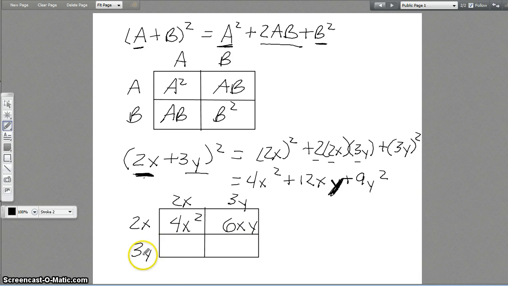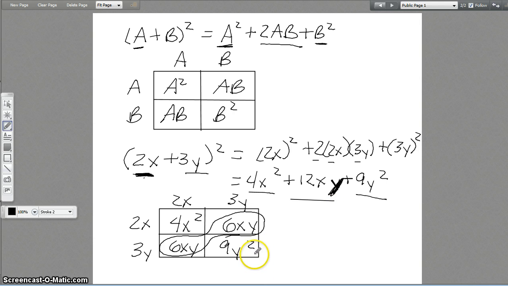2 times 3 is 6, and then we have xy. Bottom left box, 3y times 2x. 2 times 3 is 6, and then we have xy. Bottom right box, 3y times 3y. 3 times 3 is 9, and then we have y squared. You can see that our 4x squared term is right here, and our 9y squared term is right there. And then 6xy plus 6xy is going to be 12xy.